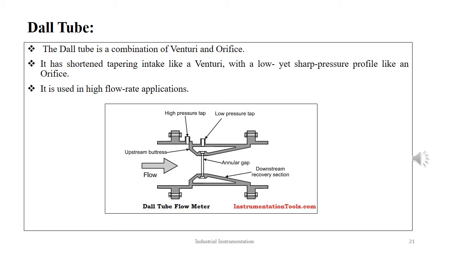The construction of a Dall tube is much simpler than that of a Venturi, which needs complex machinery. It is much shorter in length, which makes its insertion into the flow line much easier. Its permanent pressure loss is only 5%, whereas for a Venturi it is about 10%. On the basis of maintenance and operational life, Dall and Venturi are both the same.